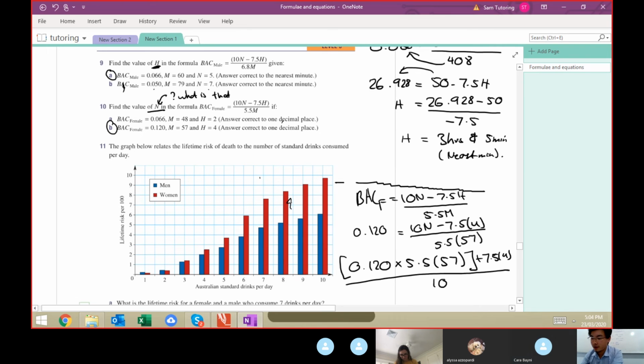Now that's got to work. Bracket 0.12 times 5.5 bracket 57 close bracket plus 7.5 bracket 4 close bracket all over 10. Did you get 6.2? Yeah, that's what I got. Well done. That's correct.